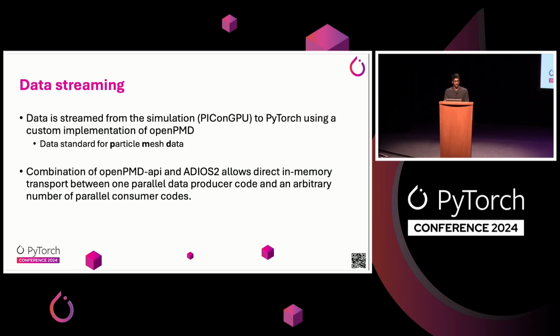The data is streamed from the simulation to PyTorch using a custom implementation of openPMD, which stands for Particle Mesh Data Standard. And the combination of the openPMD API and ADIOS2 allowed direct in-memory transport from one parallel producer code to an arbitrary number of parallel consumer codes, which in our case was the PyTorch code. The data streams are established only between the processes that share data, reducing communication bottlenecks.